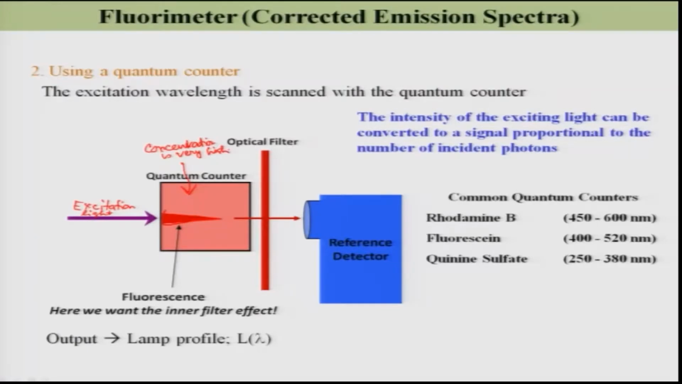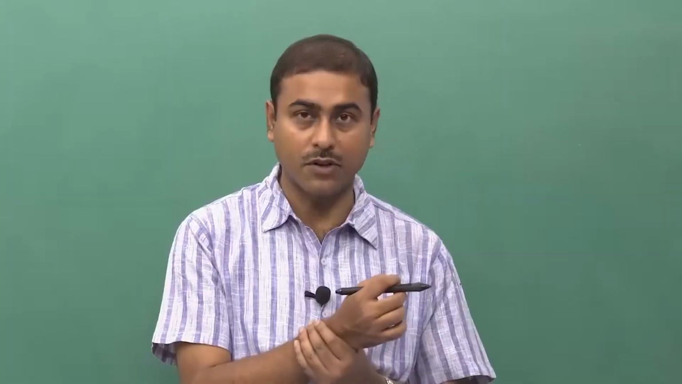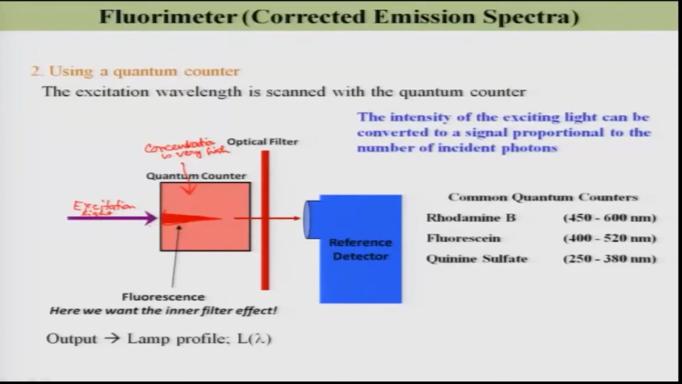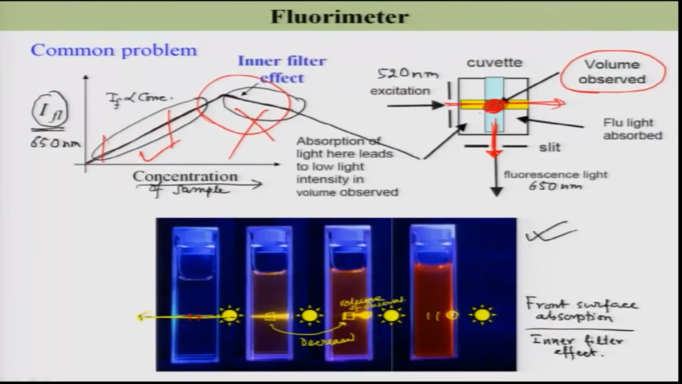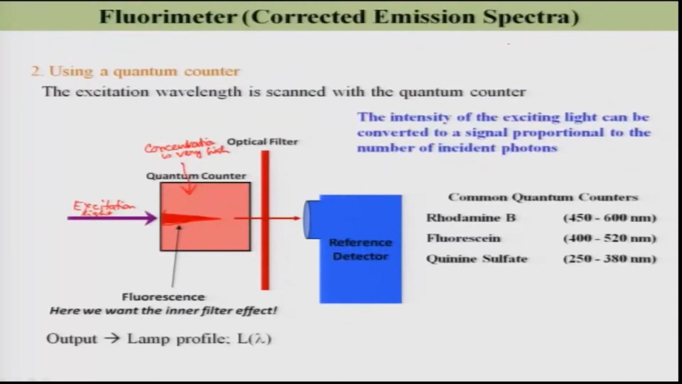and once it is absorbed, you can get the emission from the front surface. So in the quantum counter case the geometry is different, it is not like this. Please make sure the geometry is different. In this case we will collect this emission either from the front surface or at a certain angle. Okay.